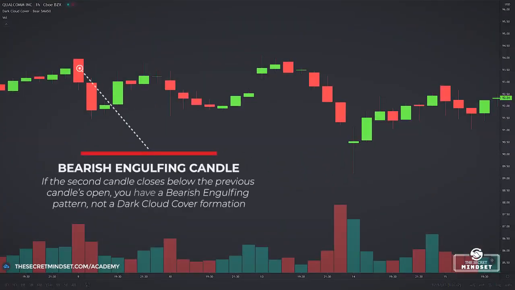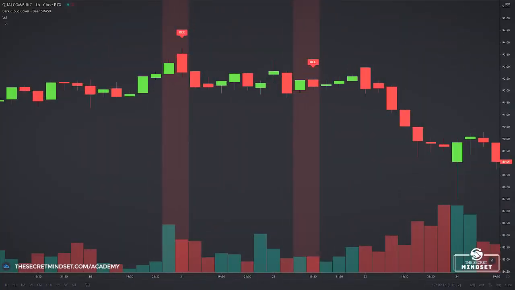Also, make sure that the dark cloud cover pattern you're seeing is not a bearish engulfing candle. They're very similar in appearance. If the second candle closes below the previous candle's open, you have a bearish engulfing pattern and not a dark cloud cover formation. Here's an example.